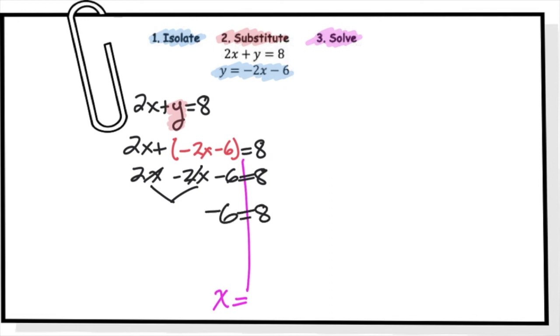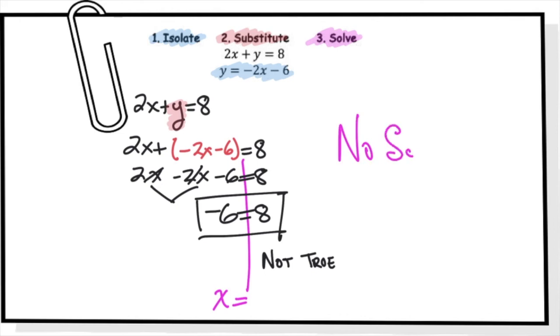Remember that every time that you are solving and you end up with no variables at all, it's because you have a special case. What kind of special case do we have here? We have negative 6 equals 8. This is not true. When we have a not true statement, it's because we have a no solution equation, or in this case, a no solution system. In other words, these two equations, if we graph them, are going to be parallel lines that never intersect. That's why there's no solution.